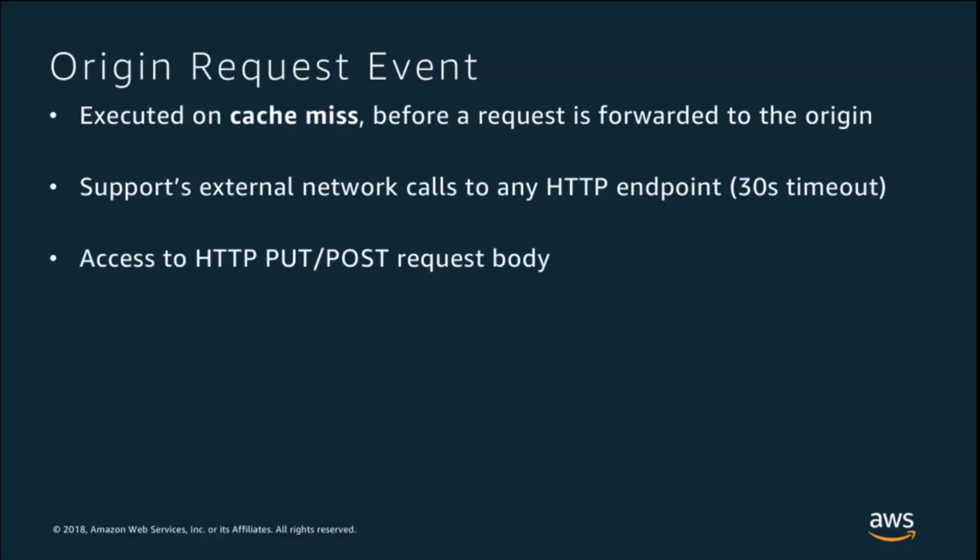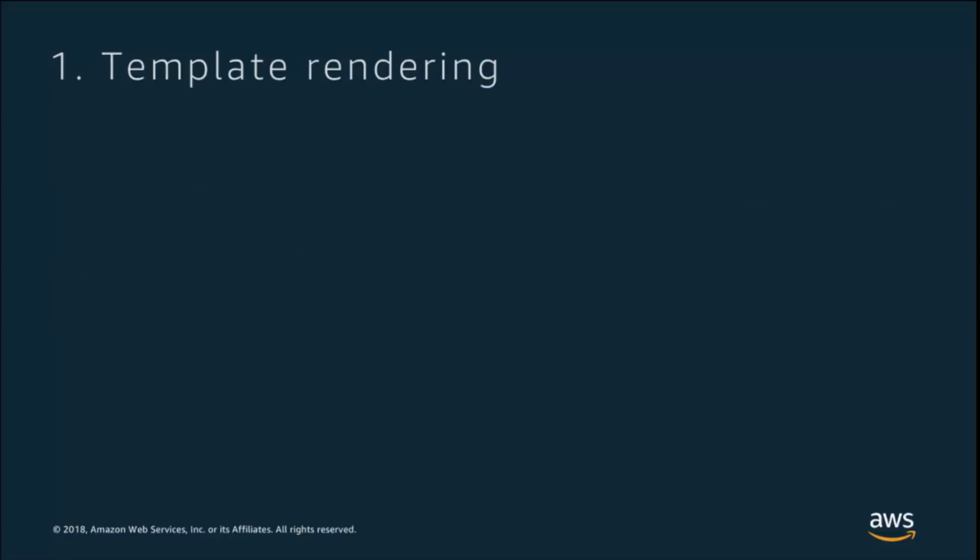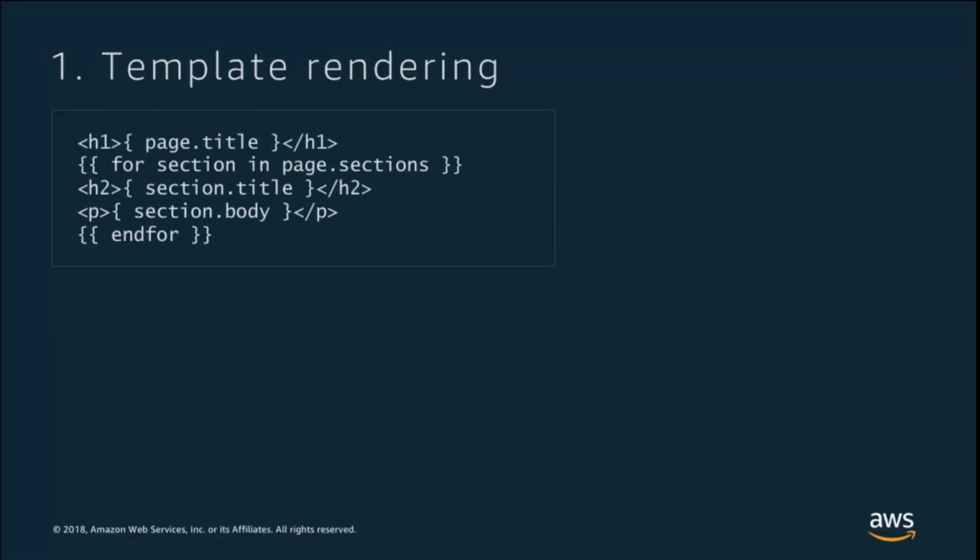You have access to the PUT and POST request body in addition to the other HTTP attributes like query strings, headers, and cookies. Functions can be much larger in the origin request event. So we support functions to have as much memory as what AWS Lambda can support today. So a single function could have up to 3 gigs of memory. Let's take a look at an example.